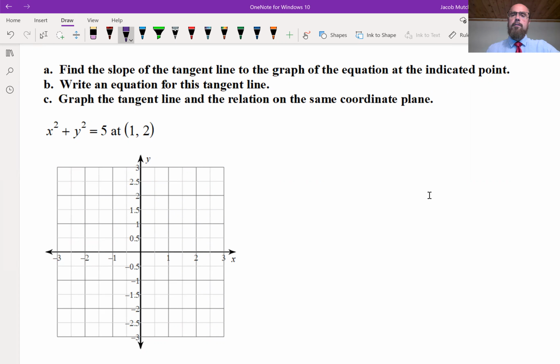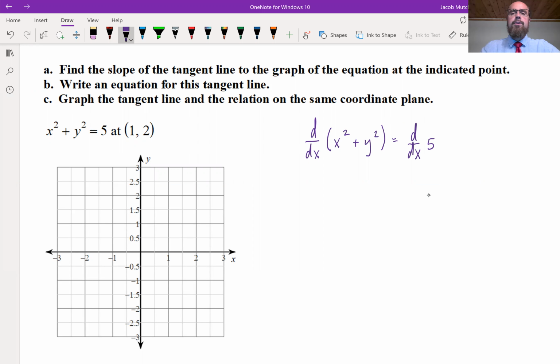Now, since it is not a function, I do need to use implicit differentiation, but let's go ahead and do that for this circle. So I'm going to take the function x squared plus y squared equals 5, and let me take the derivative of both sides. So that's d/dx of x squared plus y squared equals the derivative of 5. As we do with implicit differentiation, we start by taking the derivative of both sides.